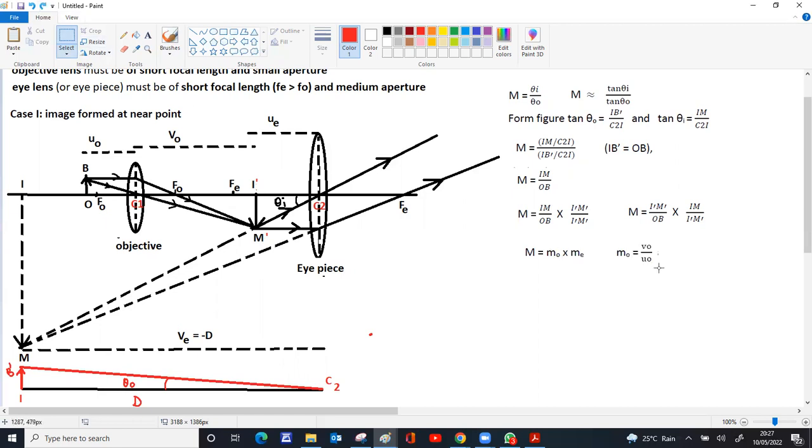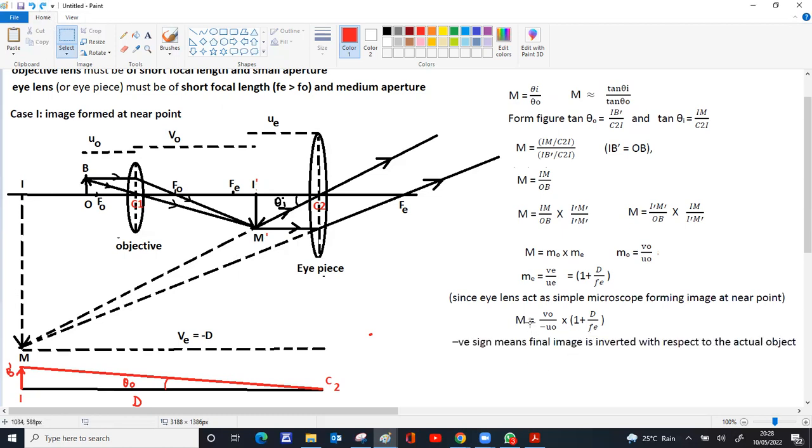Now magnification for the objective lens is VO by UO. For the eye lens also VE by UE. But the eye lens acts like a simple microscope and forms the image at near point. We already derived a formula for a simple microscope forming the image at near point, 1 plus D by F. Here it's the eyepiece, so 1 plus D by FE. If you substitute ME and MO in this formula, you get the magnifying power finally. VO by UO into 1 plus D by FE. Minus comes because of the sign convention. And that negative sign indicates the final image is inverted with respect to the actual object.